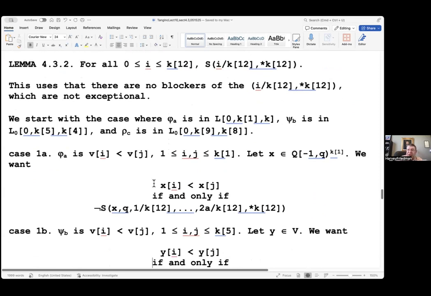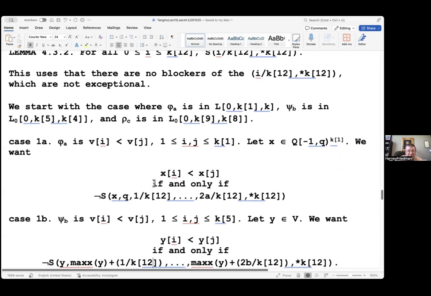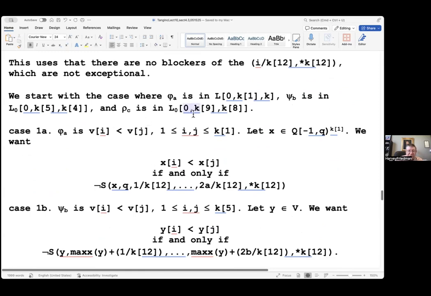Okay, so we start with a case. This is an induction argument, and I'm just going to briefly go through it because we're running out of time anyway. You're probably bored with this already. So we start with the induction case, which is just the atomic formula case in the three languages. So what does that look like? Xi less than Xj if and only if not S of this. You say the blockers of this are just the ones where Xi is less than Xj.